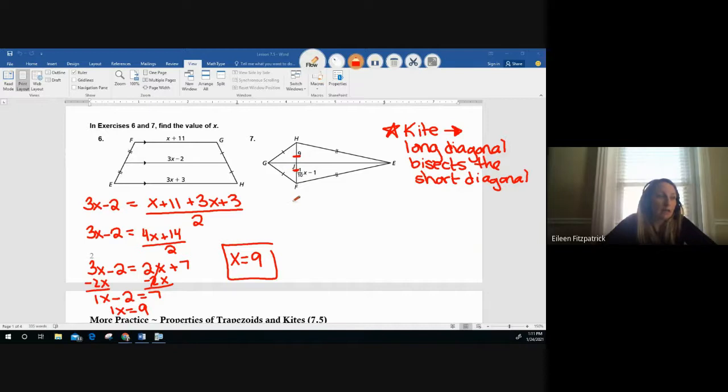So that means that JH is equal to JF. So I can set them equal to each other. 9 is equal to 1/10 x minus 1. And I can solve for x. Add 1 to both sides. 10 is equal to 1/10 x. Multiply both sides by 10. X is equal to 100.